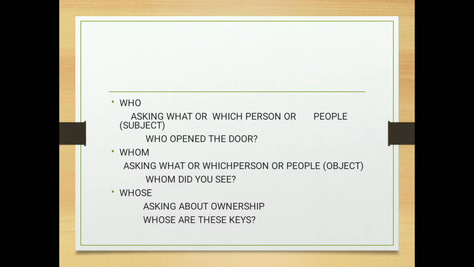Who: the function of who is asking what or which person or people. So who opened the door? Whom: asking what or which person or people, like whom did you see. The only difference between who and whom is that who plays as a subject in a sentence, whereas whom plays an object in a sentence. And then whose, it's about asking ownership, like whose are those keys or whose are these keys.